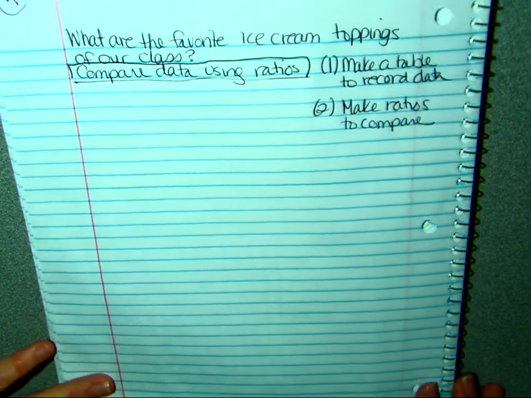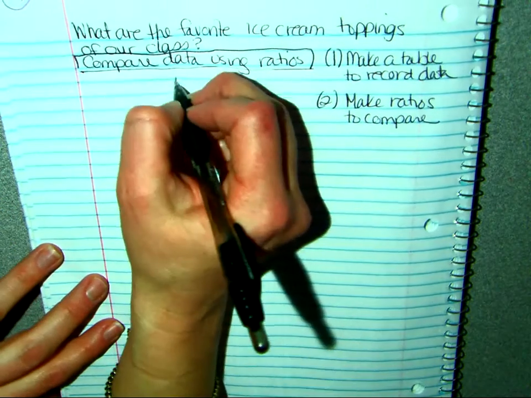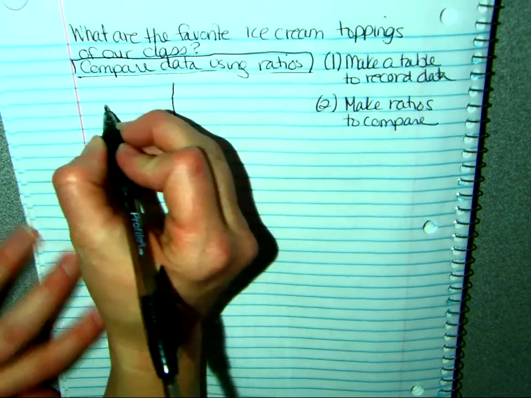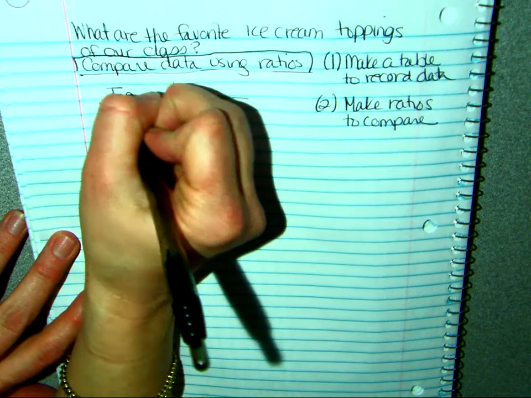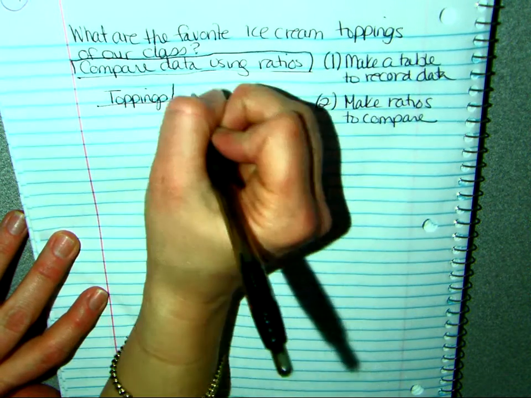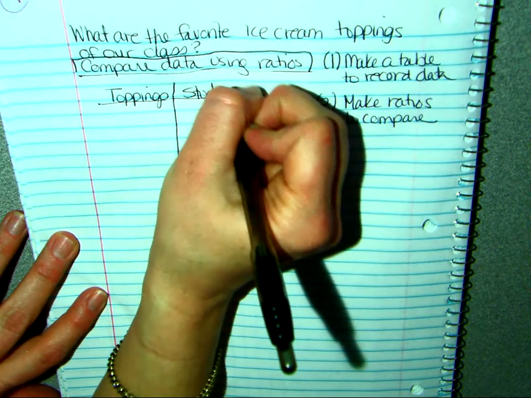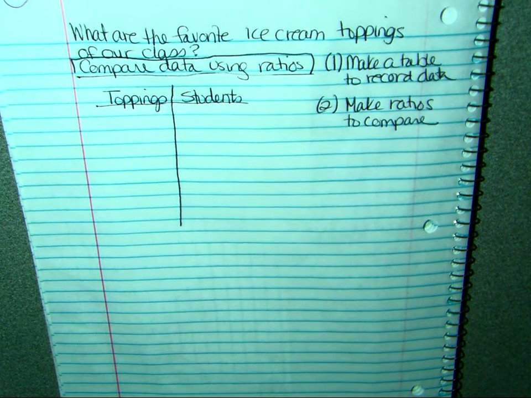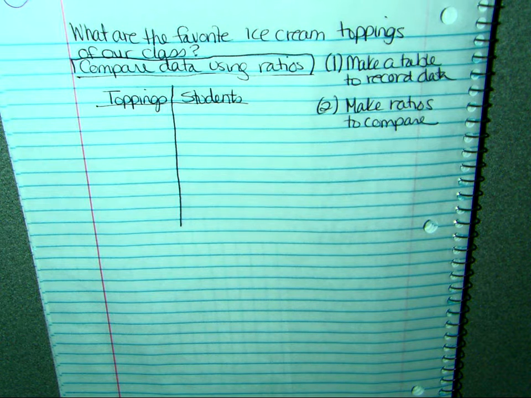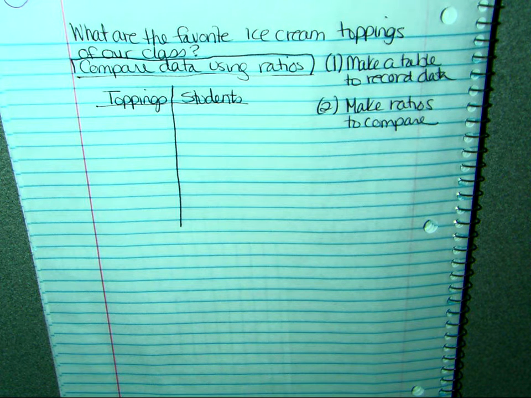Alright, so now what I'm going to do is I'm going to create my data table. And I'm going to say toppings to students. And I'm going to give you a second to finish writing that down. While you're finishing that up, think about your favorite ice cream toppings. Don't talk to your friend about it, just think about it in your head. Finish writing those words down. And then I'm going to take some ideas.